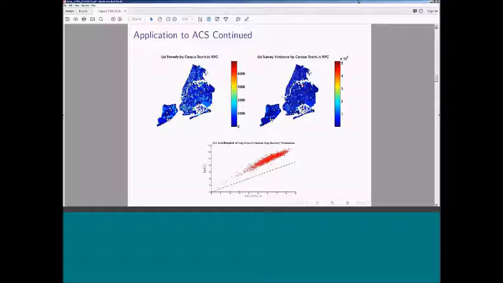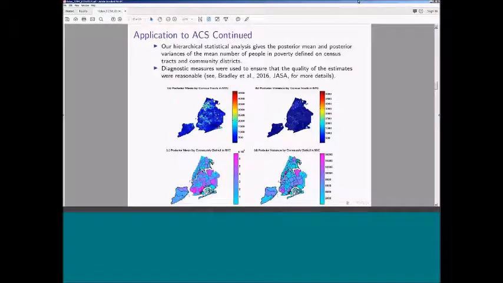If you look at poverty by census tract in New York City, you have this plot on the left, and then you have the associated survey variance, or the sampling error variance associated with the direct estimates by census tract, on the right-hand side. And if you look at a scatter plot of the log count versus the log survey error, you can see that there's potentially some over-dispersion. So not handling that extra source of variation when you do a change of support in the Poisson setting could be problematic. Next slide. Our statistical analysis gives a posterior mean and posterior variances of the mean number of people in poverty defined on census tracts, as well as community districts. You can see this in the bottom slide here, and we have some diagnostic measures in the paper that were used to ensure that the quality of the estimates was reasonable, and I'll let you look at the paper if you have more interest. Next slide.